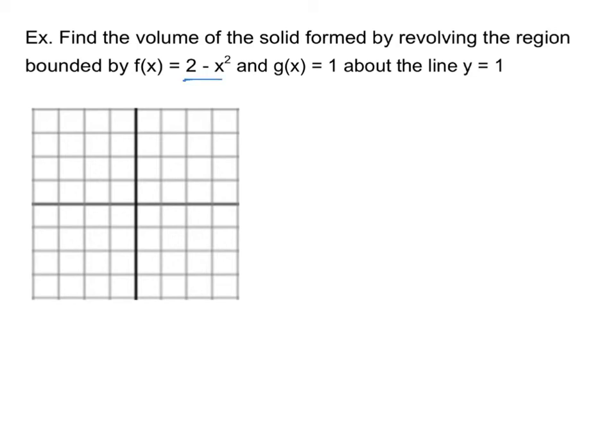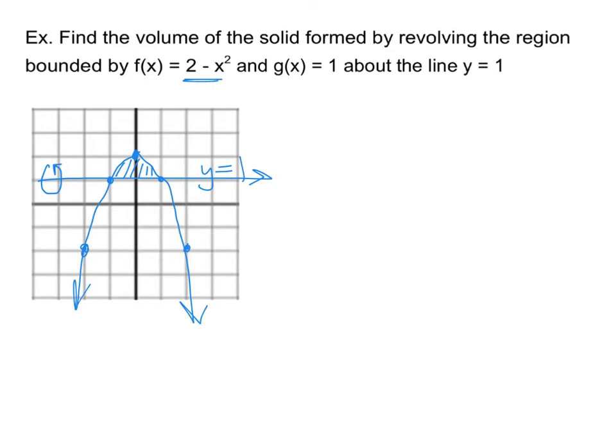So let's graph. We're going to, first of all, graph the parabola. So it's 2 minus x squared, so that means it comes all the way up to here at 2, and then it's upside down. So over 1, down 1, over 1, down 1, over 2, 4, and then it's symmetrical about the y-axis. So I have something that looks like this, and then I have the line y equals 1. So this is y equals 1. And so here's my region, and I am revolving it around this, okay?